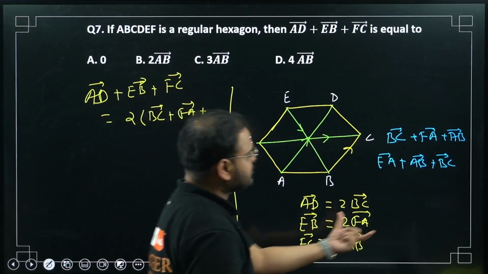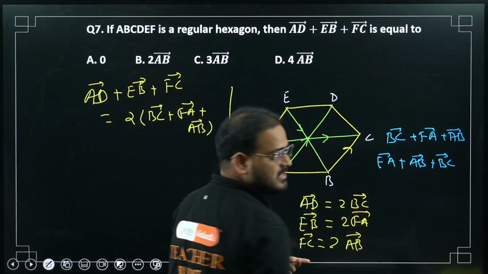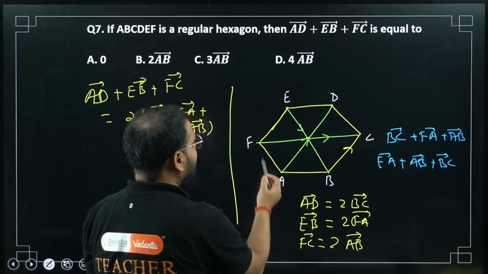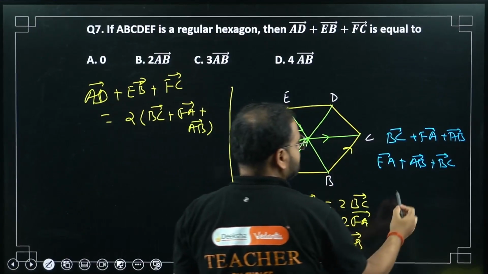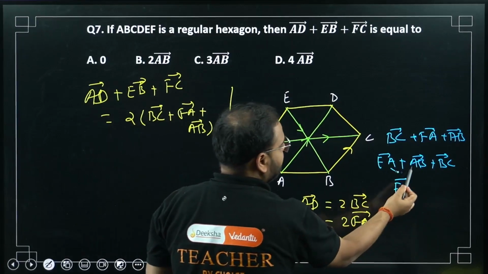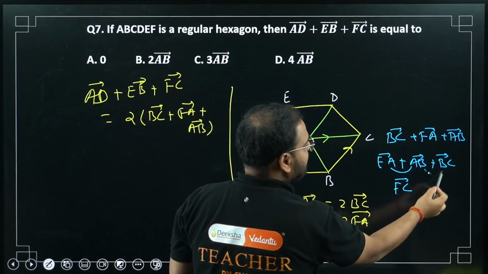What is it? Please tell me. FA, AB and BC. A vector polygon is forming, right? FC is the answer, sir. Please check here. A and A, terminal and initial. B and B, terminal and initial.